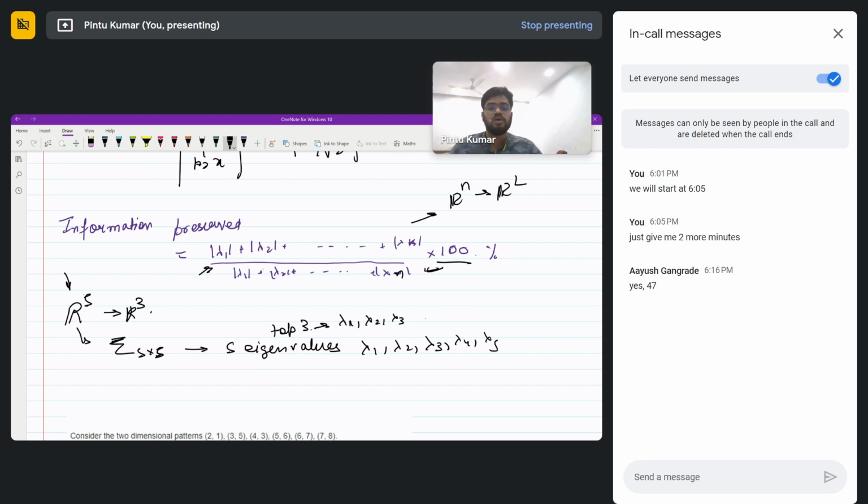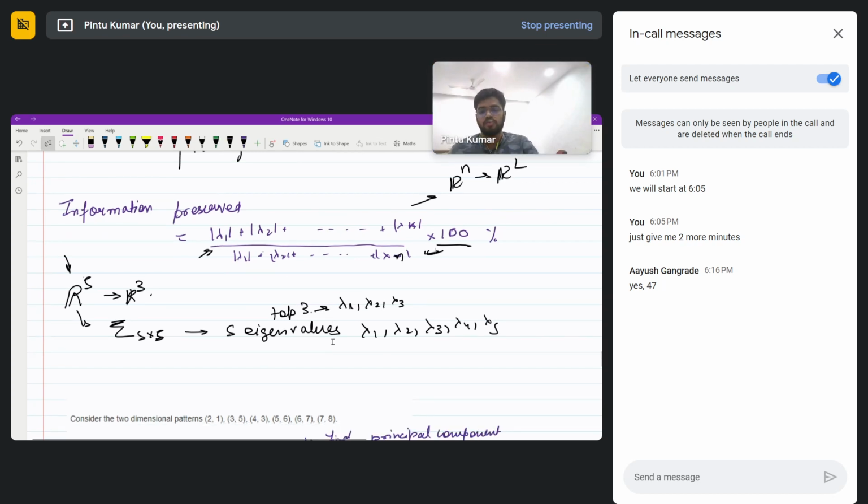Sir, small doubt. Is it audible, sir? You are audible. In the case of a covariance matrix, it is PSD, I mean positive semi-definite. That's the case, all the lambdas will be positive only. Why are you taking the absolute value? You are correct. I just wrote what the professor has written. Yeah, if it is positive semi-definite, you will always get positive lambdas only. Correct, sir. Thank you.